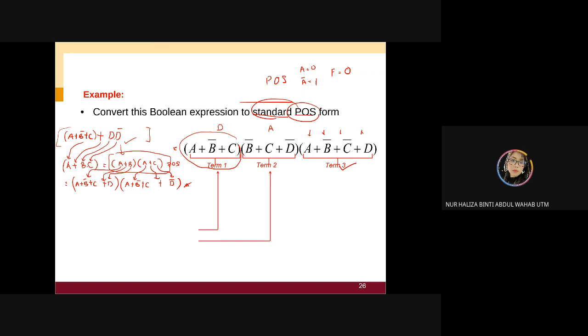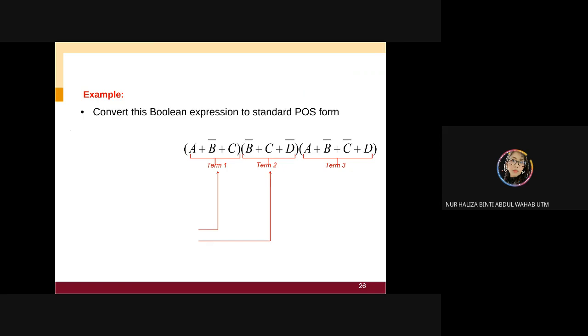Okay, next. We are done with our term 1. I have all the variables inside. So we need to solve our term 2. For our term 2, I got here B bar plus C plus D bar. Because of this, I need to add another term, which is term A, add with 0. What is 0? A dot A bar.